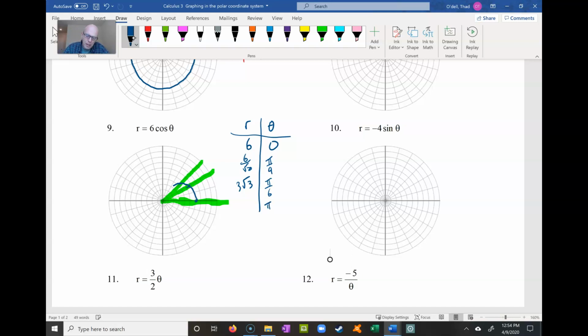At pi over 2. So when I plug in pi over 2, I get 0. And that's the first time I get 0. So that means by the time I'm facing in this direction, I'm going out in that direction 0. So by the time I get to there, I'm back down to 0. So we have this nice curvy shape, and you can see, again, those green lines getting shorter, right?